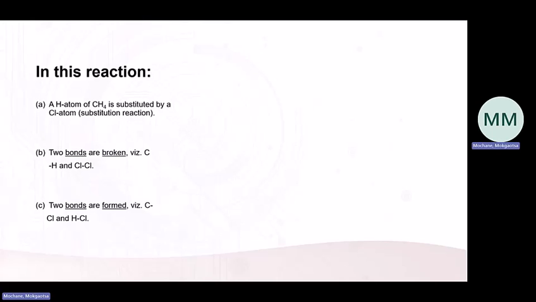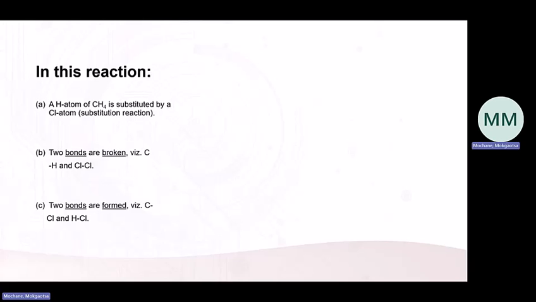Basically, in this particular substitution reaction, these are the 3 key important components that you must take into consideration whenever you undergo halogenation of the alkanes. There must be a removal of hydrogen that is replaced by a halogen. There will be 2 bonds formed. There will also be 2 bonds broken in the process. So those are the 3 key components taking place during this process.